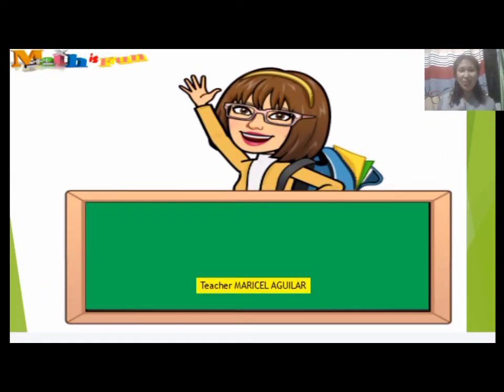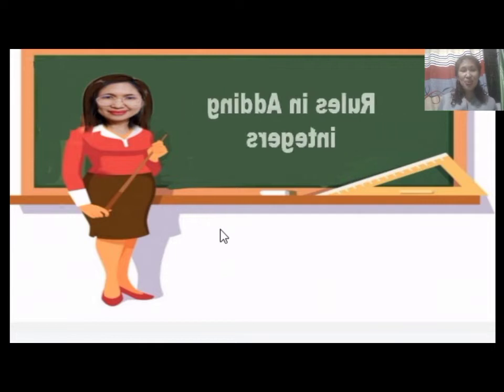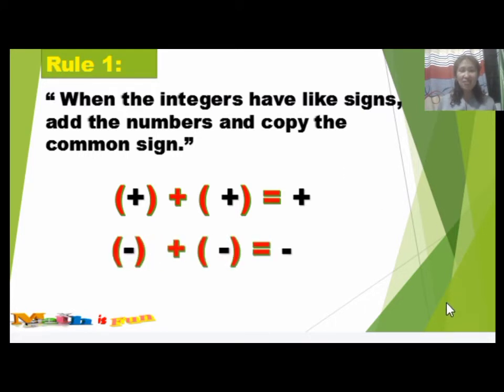Class, today we will learn about addition of integers. The rules in adding integers are: rule number 1. When the integers have like signs, add the numbers and copy the common sign. Again, when the integers have like signs, add the numbers and copy the common sign. That is, positive plus positive is equal to positive. Negative plus negative is equal to negative.